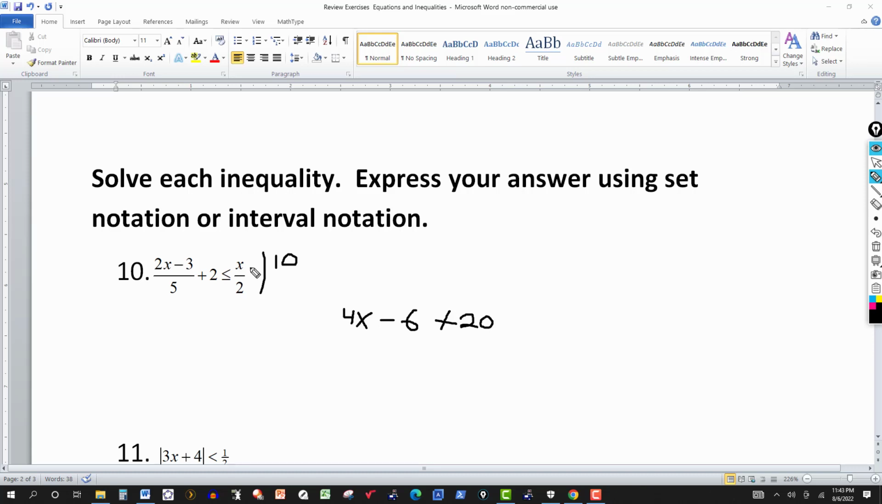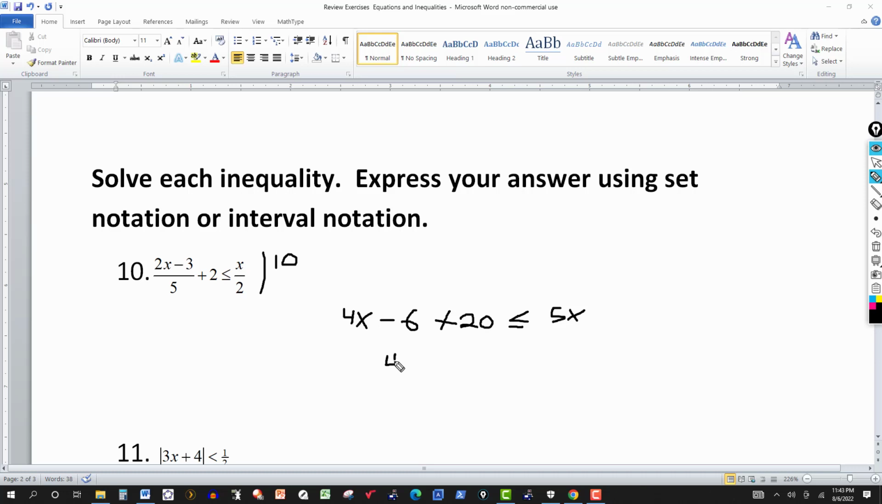And then this one, x over 2 times 10, the 2 goes into 10, 5. 5 times x is 5x. So keep the inequality less than. I did multiply by a negative, so that stays the same direction. If I multiply, say, by a negative 10, I would change the direction of the inequality to greater than or equal.